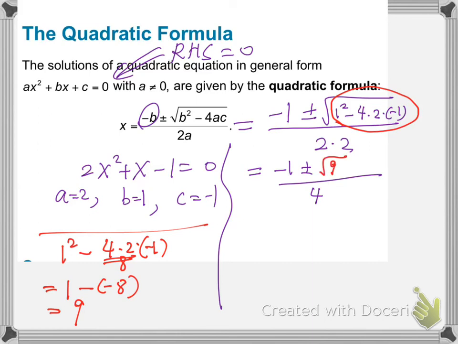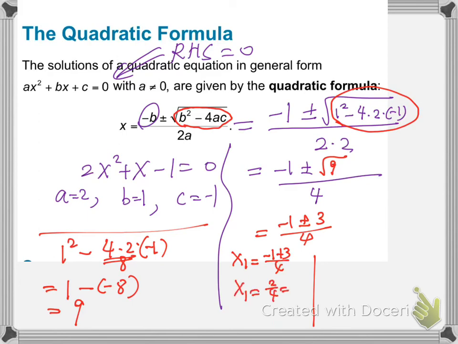Radical 9. So later we will give a name to this part. The part under the radical sign is called the discriminant of the quadratic formula. So this is negative 1 plus or minus radical 9, which is 3, divided by 4. So now we can write down two solutions. x1, use the plus sign, negative 1 plus 3 over 4. So this is 2 over 4, which is 1 half. x2 is negative 1 minus 3 divided by 4. So x2 is negative 4 over 4, which is negative 1.